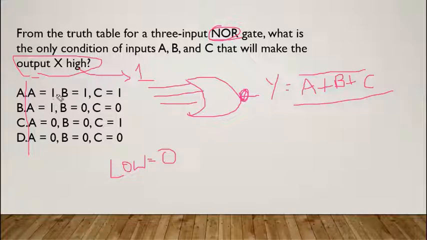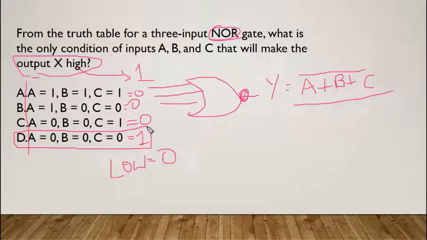If we put 1 1 1, then the sum will be 1, but with the negation the answer will be 0. And again, 1 plus 0 plus 0 is 1, and the negation of 1 is 0. And 0 plus 0 plus 1, negation of 1 is 0. But here, 0 plus 0 plus 0, and negation of 0 is 1. So this is the correct answer. Okay, I guess you understood.